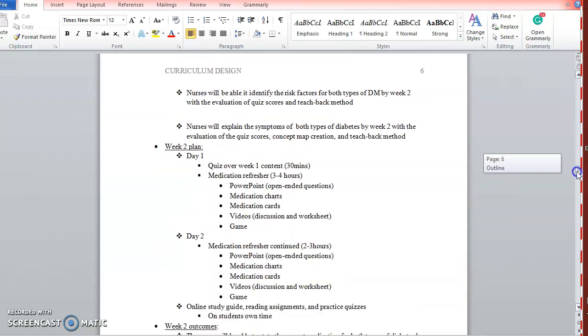So week 2, we're doing medications. We're doing medication charts and cards. Again, videos and games and stuff like that. I think the medication charts and cards are nice to create because they have you lay out things, and then these new grads can look back at these medication charts and cards and make little ones and keep them in their pockets so they have it, which I think will be really helpful.